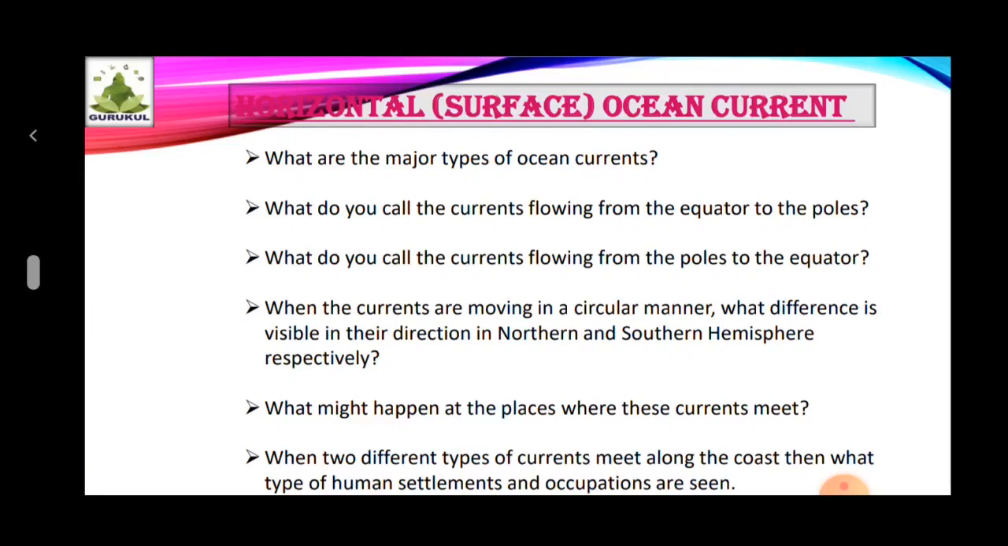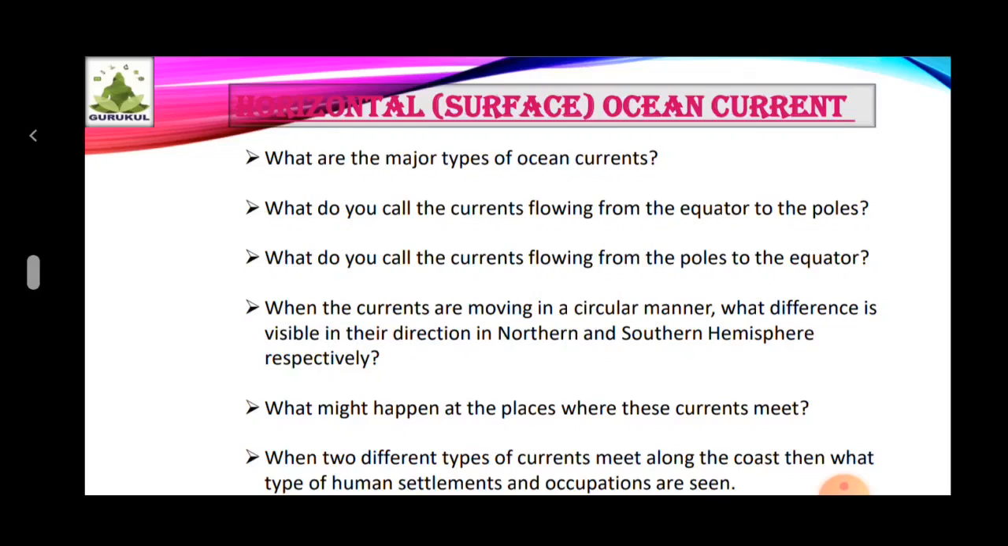The next question: when the currents are moving in a circular manner, what difference is visible in their direction in the northern and southern hemisphere respectively? And the answer is, when the currents are moving in a circular manner, they will move clockwise in the northern hemisphere and anti-clockwise in the southern hemisphere. The next question: what might happen at the places where these currents meet? And the answer is, dense fog will get formed at the places where these two currents meet.